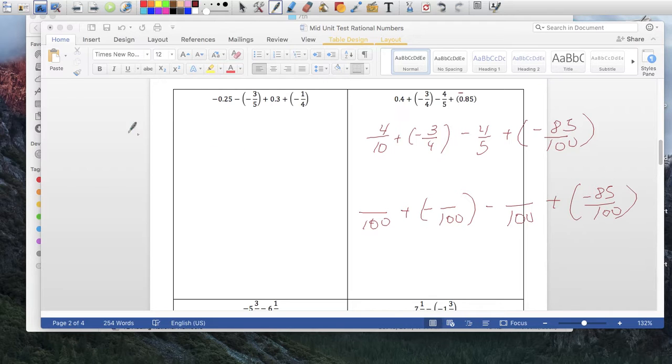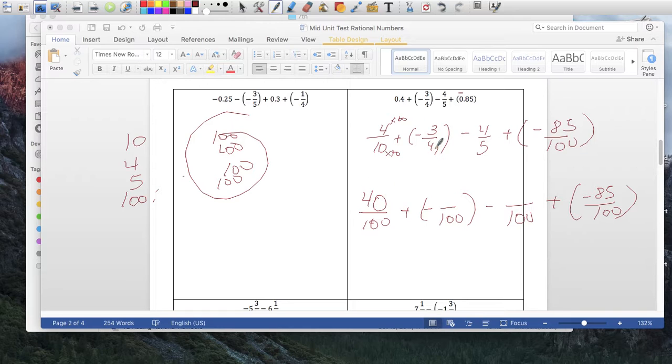Okay, so if you do the LCM of 10, 4, 5, and 100, and you go 5, 10, 15, 20, 25, and so on, there's 100, 100, 100, and 100. Okay, so that would have been your LCM. So let's change 10 times 10. So times 10 equals 40.